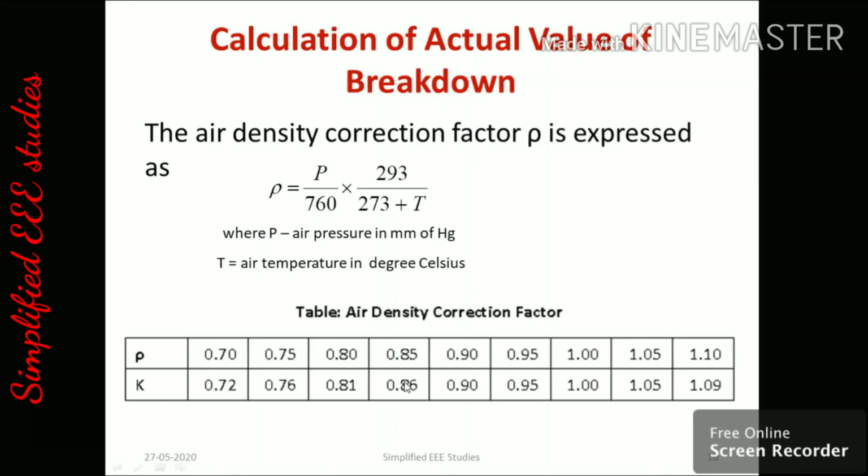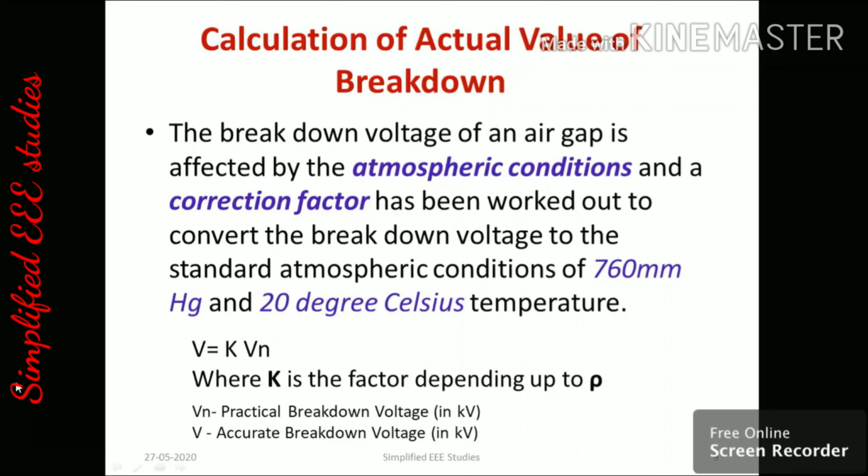Then the corresponding value of K has to be opted from the table. There is a table known as the air density correction factor table. From the table you can get the value of K corresponding to rho. Anyway, the first step is to calculate the value of rho. By calculating rho, you can approximate the value of K. So this is the simple procedure. Once I get the value of K, I can calculate the accurate value of breakdown voltage by multiplying K into the practical value of breakdown voltage. So K multiplied by Vn is equal to the accurate value of breakdown voltage. This is a simple procedure.